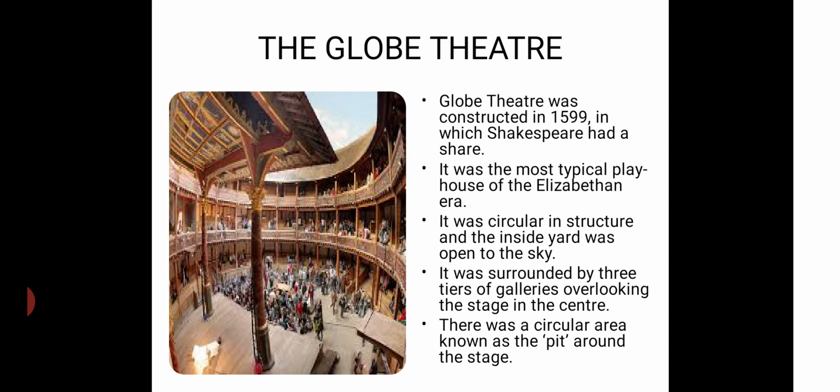So this was the picture of the Globe Theatre from the inside out. This theatre was constructed in 1599 and Shakespeare had a share in it. It was the most typical playhouse of the Elizabethan era, circular in structure, and the inside yard was open to the sky. It was surrounded by three tiers of galleries. You can see how it was built, and there was a circular area known as the pit around the stage.